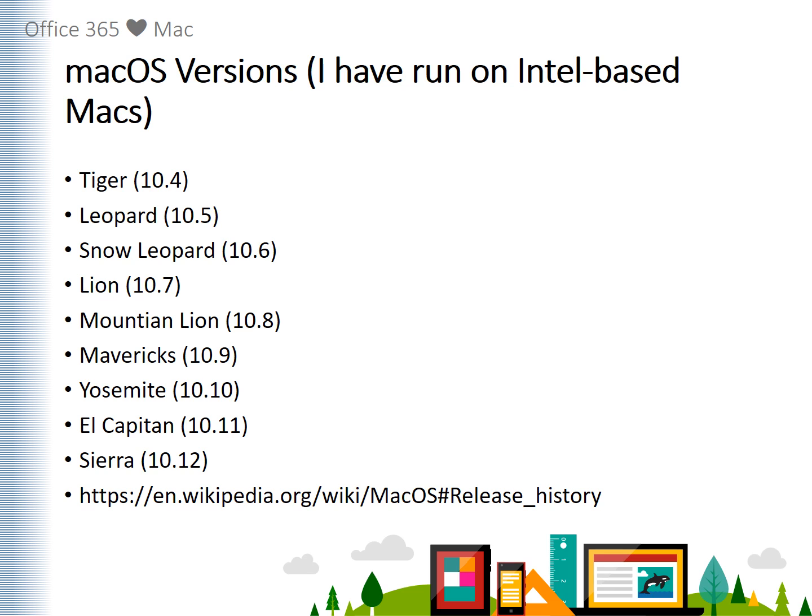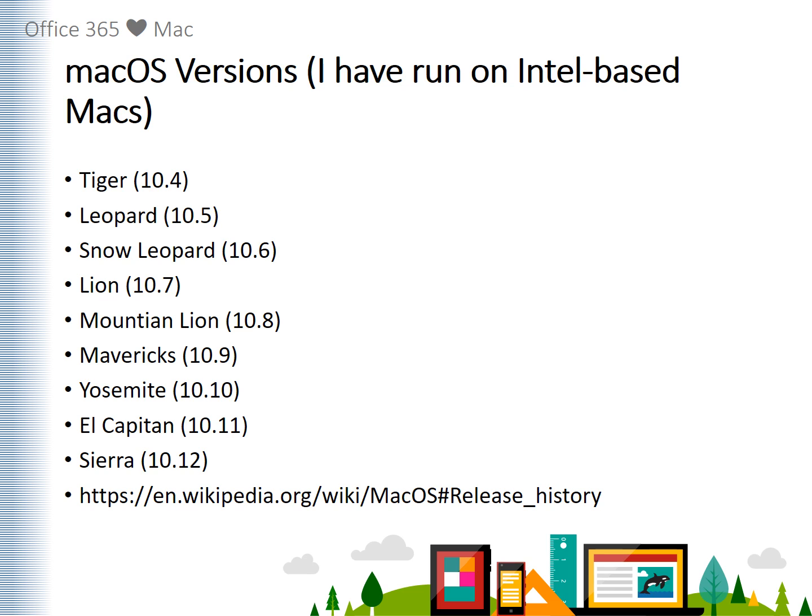The version that I got came with Tiger, and it had an ATI graphics card. It had half a gigabyte of RAM, and I want to say maybe a 200 gigabyte hard drive. I don't even remember the hard drive size. But again, it shipped with Tiger. It was an Intel-based computer.